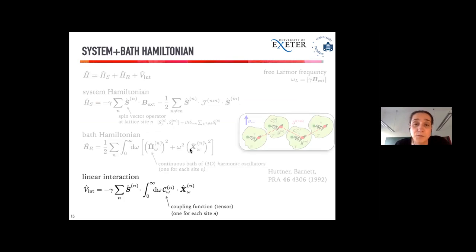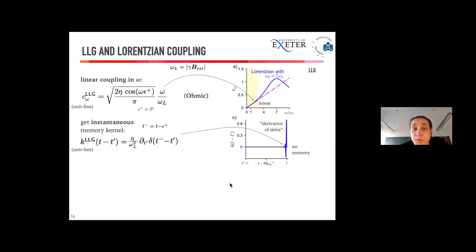So the coupling function, of course, goes here, and it's a function that tells us how much the spin couples to a bath mode at frequency omega. And so here's the first choice. The first choice is a linear coupling function. Here's C of omega, and ignore this, and it's simply proportional to omega. And here's a picture of it.